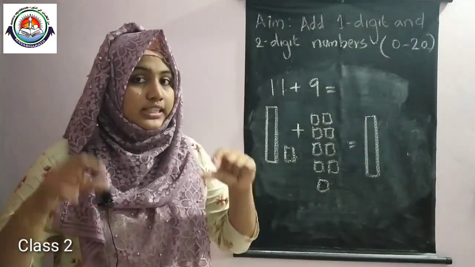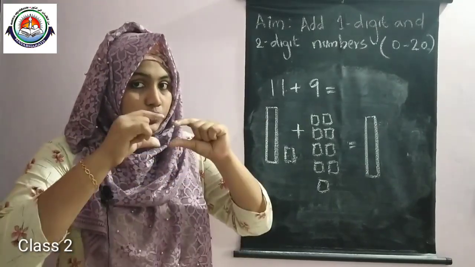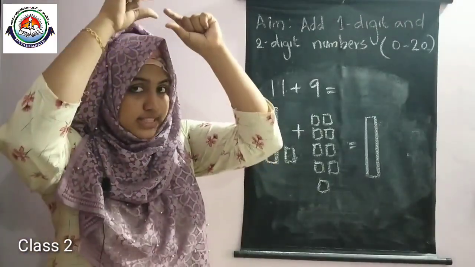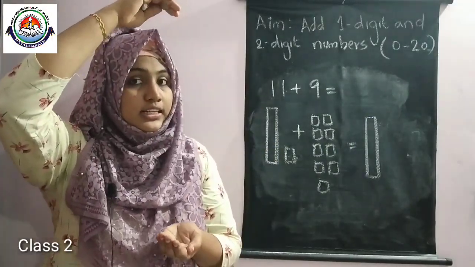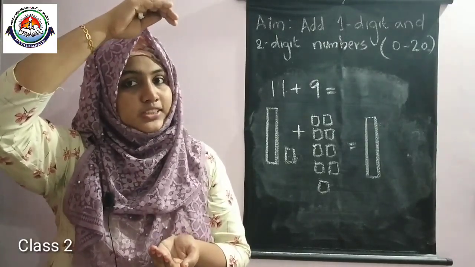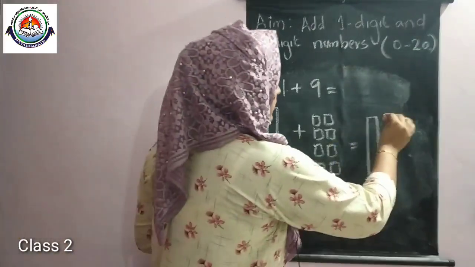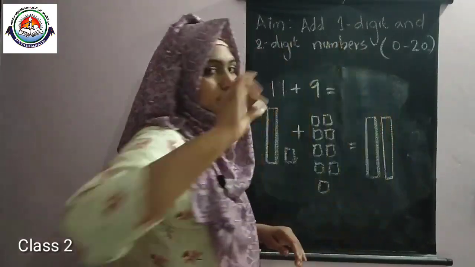We can put these 10 ones blocks together. 1, 2, 3, 4, 5, 6, 7, 8, 9, 10. We can put all these ones blocks together and we will get a tens block. So we can draw a tens block like this.